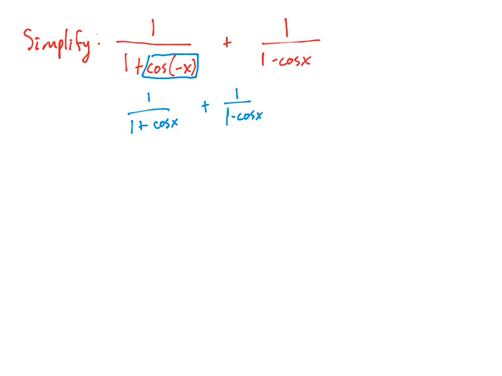Okay, so we have 2 fractions, we want to add them together. In order to do this, we need to multiply each side by the least common denominator. So the least common denominator here is going to be 1 plus cosine of x times 1 minus cosine of x.